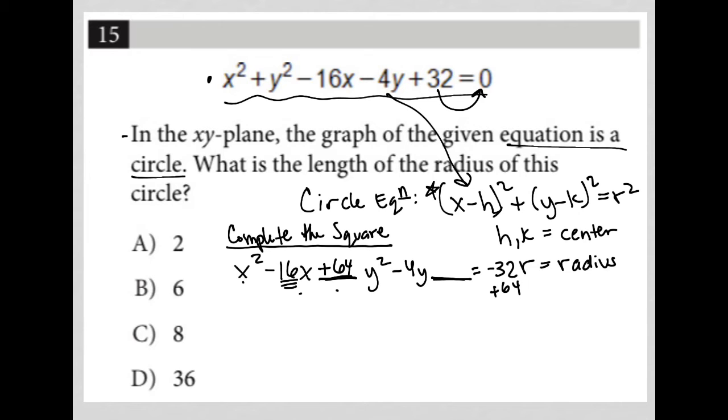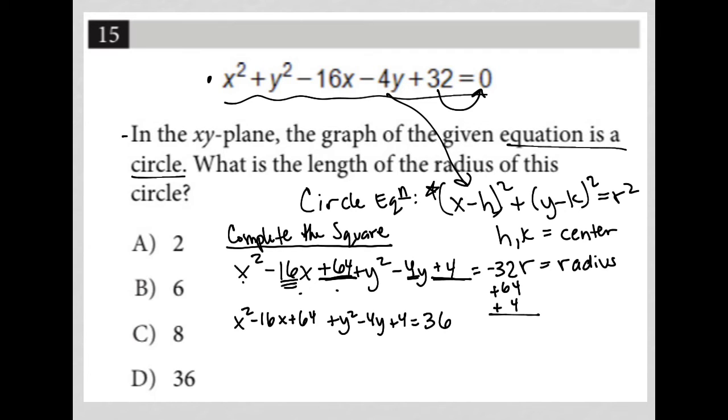Now we're going to do the exact same thing to the y terms, right? So our middle term here is negative 4. Half of negative 4 is negative 2. Negative 2 squared is positive 4. So I'm going to add 4 here and add 4 here, right? Because whatever I add to one side, I have to add to the other. So now what I have is x squared minus 16x plus 64 plus y squared minus 4y plus 4 is equal to, well, negative 32 plus 64 is positive 32 plus 4 is positive 36. So this all equals 36.